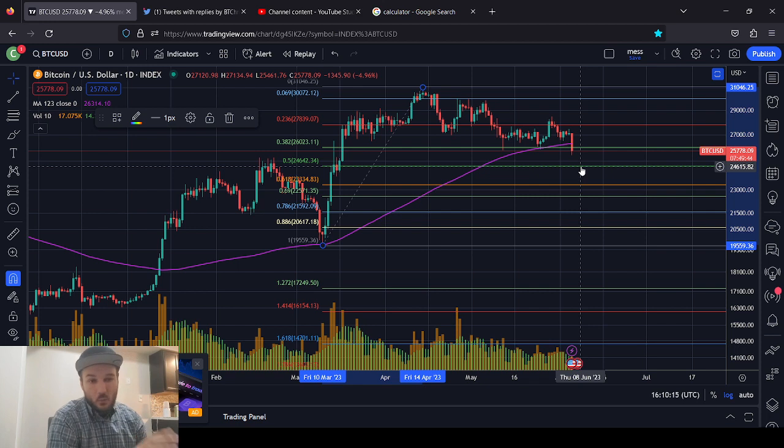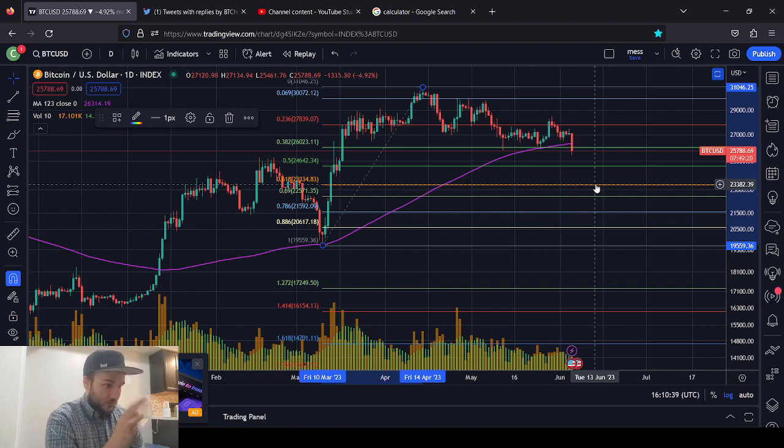And generally, when we break through the 382, you don't find support on the 0.5. You find support on the 618. So, generally, that's the next line I would look at. On a daily scale, if we close below this line like this, and then tomorrow goes lower, or at least proves that the 382 is resistance, the 618 becomes inevitable at that point, in my opinion. So 23,300, 23,400 is coming in hot and maybe lower.